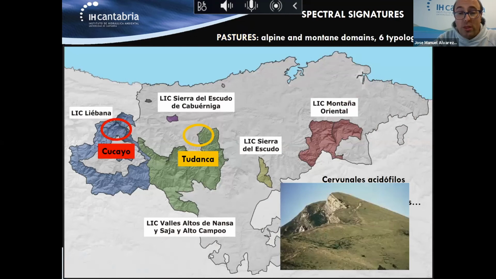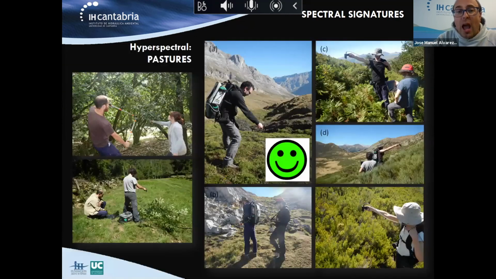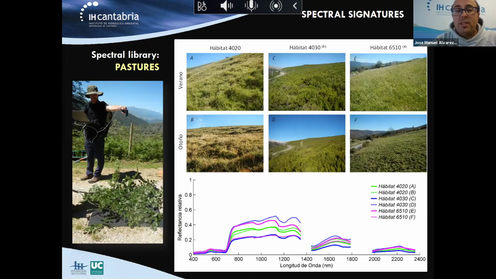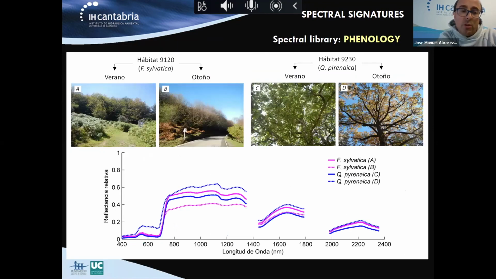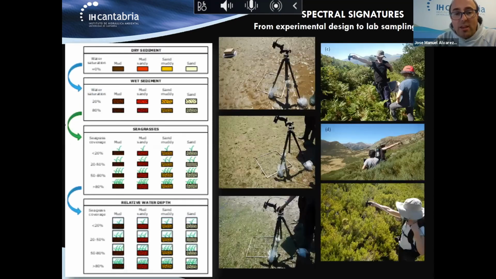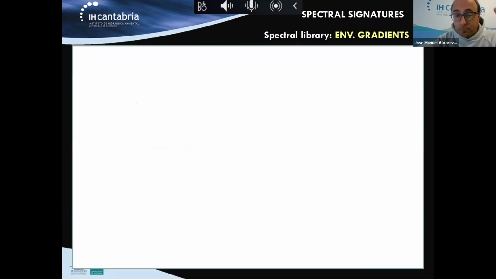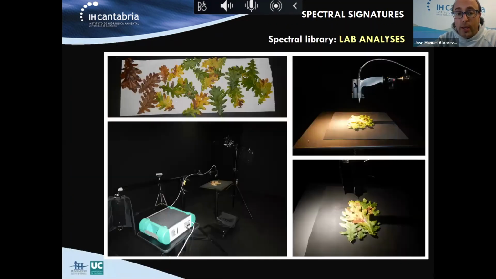We are doing just the same with grasslands now, but moving into the hyperspectral domain. We don't stop at very high resolution imagery. We jump into the hyperspectral measurement of pastures, the dominant species, the habitat types of pastures. We also included phenology. We are taking samples through time, not only at one moment, with hyperspectral that gives us very high resolution spectral information at different times about the dominant species and the habitat types. We are making experiments in the field that we then move to the lab.